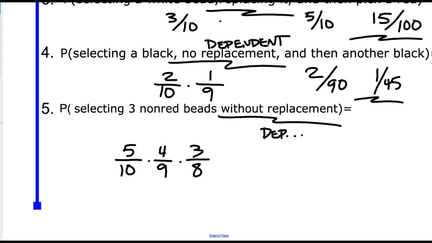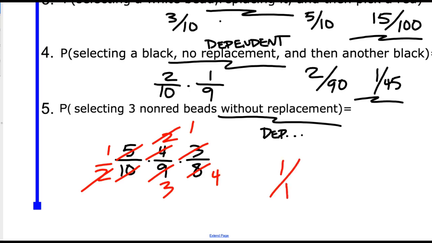And then I would simplify stuff before I multiply this out. So the 5 and 10 obviously is a half. The 2 can reduce with the 4, leaving a 2. The 3 and the 9 reduce, leaving a 3. And the 2 and the 8 reduce, so that's messy, leaving a 4. So I believe it is 1/12. You can let me know if I'm wrong on that.